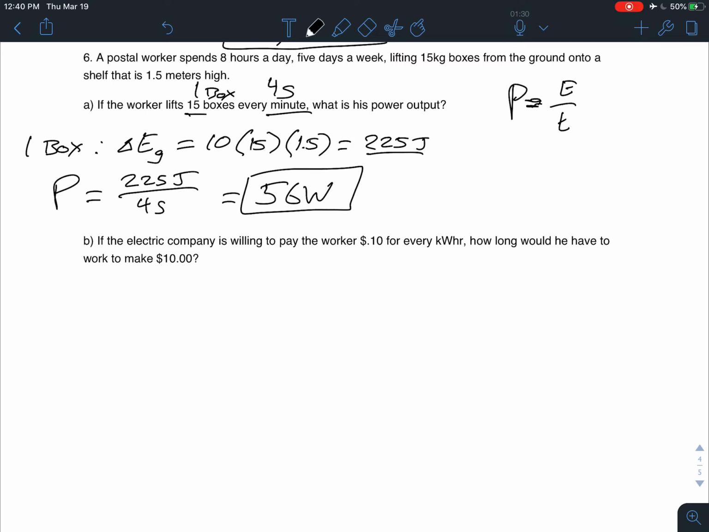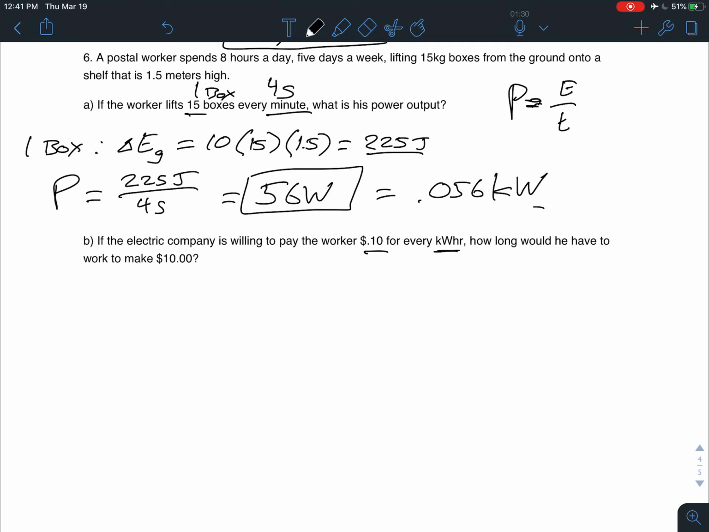And since we're going to be talking about kilowatt hours in the next part, I'm going to go ahead and just put off to the side here that 56 watts is the same as 0.056 kilowatts, just like changing meters to kilometers. And we're going to need that in the next problem. All right, so if the electric company is paying 10 cents for every kilowatt hour, then how long would the worker have to work to make 10 bucks? Now, this is just paying for pure power here, so this is not actually what people get paid for, and you might be surprised to see what the answer to this is.